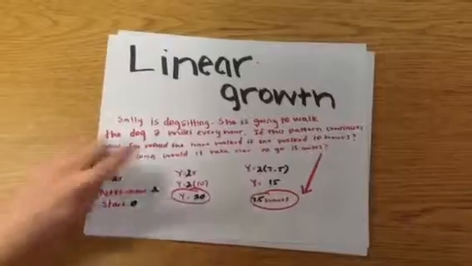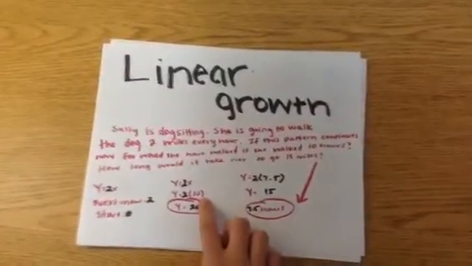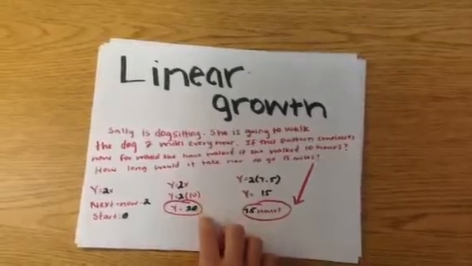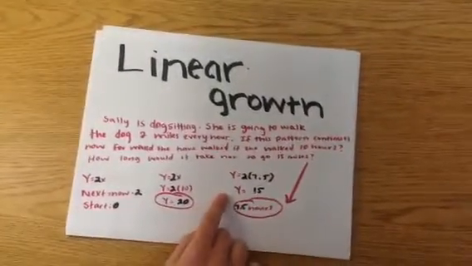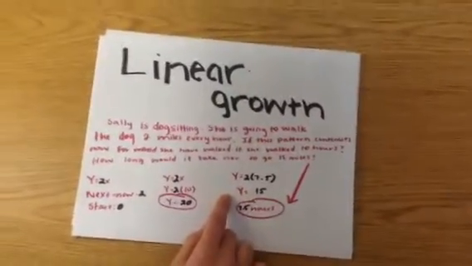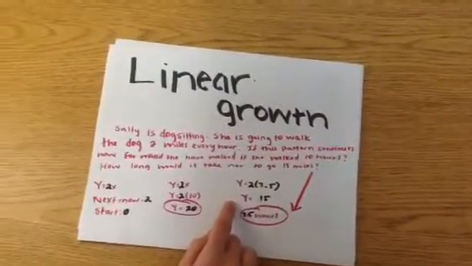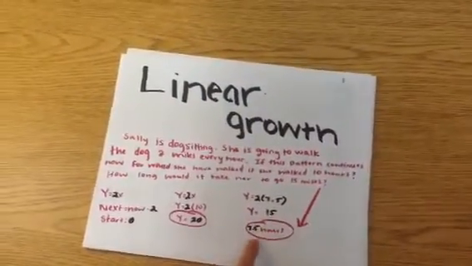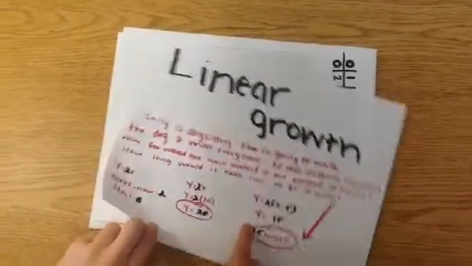Our start is 0. Y equals 2x, so we put 10 in as our hours, and we got 20. Y equals 20. Y equals 2 times 7.5 is our answer to how long would it take her to go 15 miles, and we guessed and checked that it would be 7.5 hours.